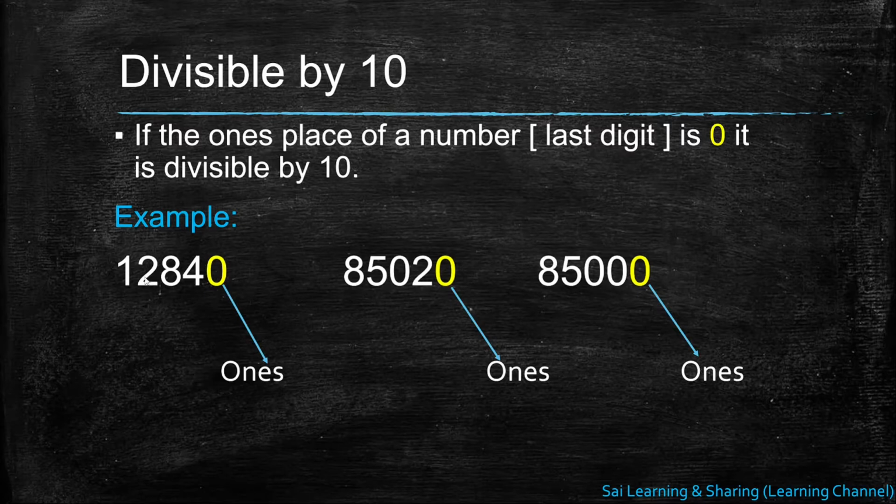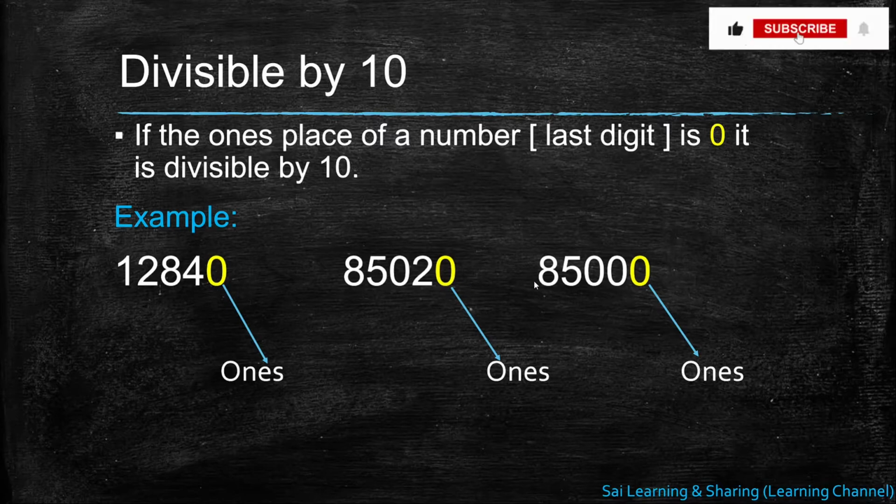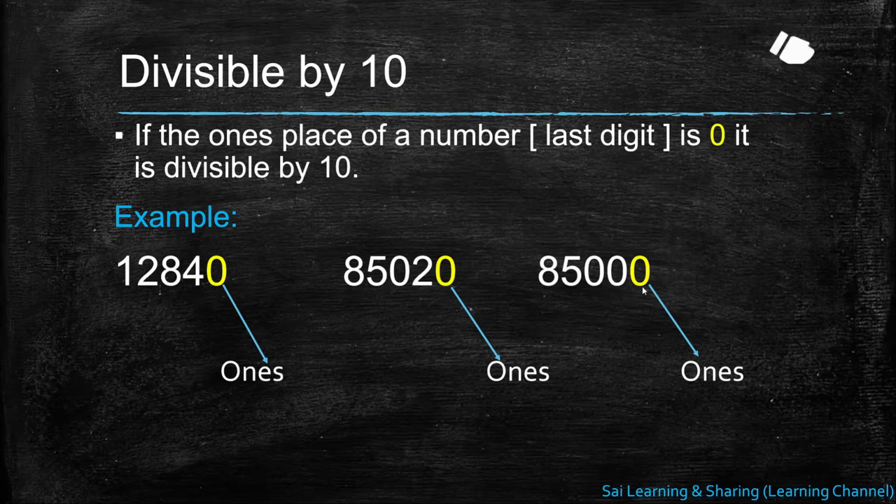Here are some examples. 12,840. As you see here, in the ones place it is written 0. So 12,840 is divisible by 10. The next one, 85,020. In the ones place it is written 0. So 85,020 is divisible by 10. Then the third one, 85,000. In the ones place, it is written 0. So, 85,000 is divisible by 10.